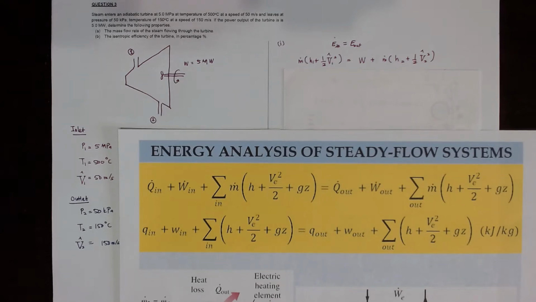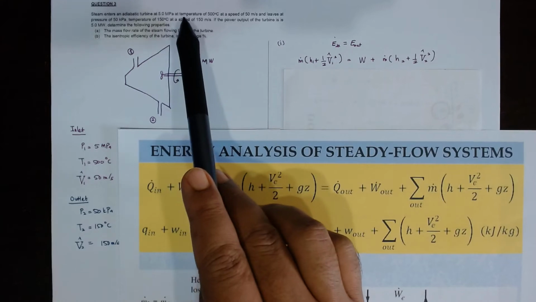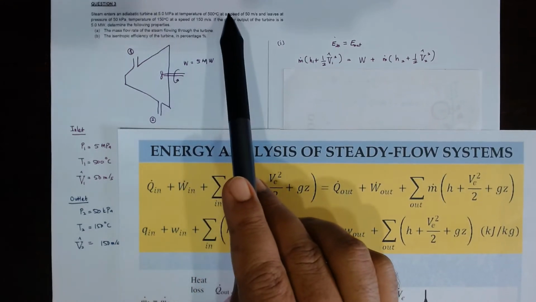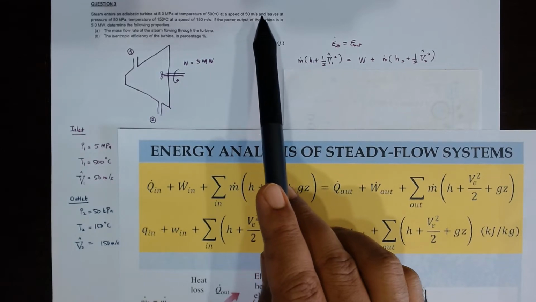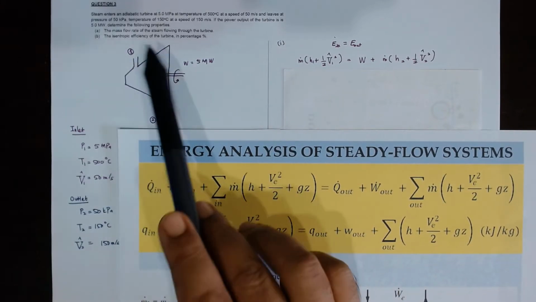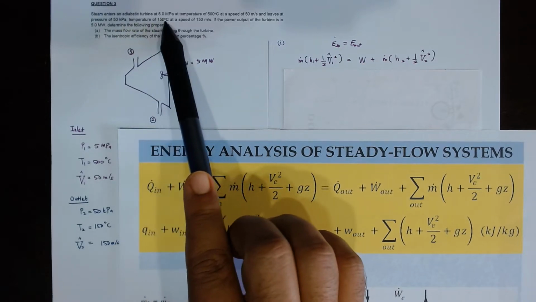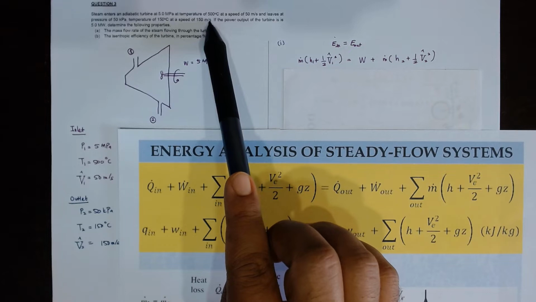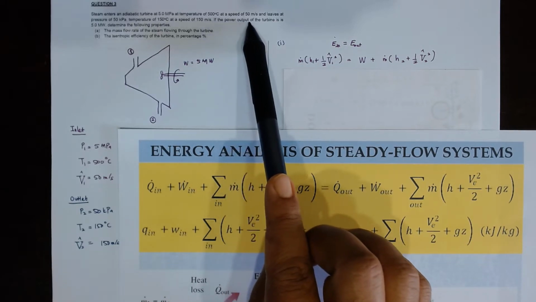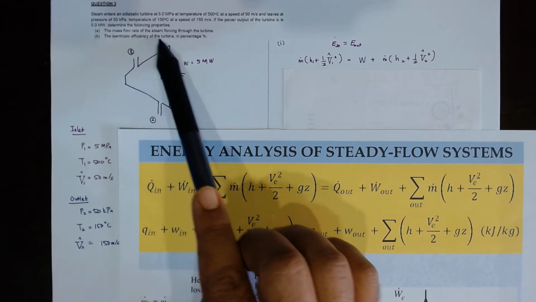For question number 3, steam enters an adiabatic turbine at 5 megapascal and a temperature of 500 degrees Celsius, at a speed of 50 meters per second. It leaves at a pressure of 50 kilopascal, a temperature of 150 degrees Celsius, and a speed of 150 meters per second. The power output of the turbine is 5 megawatt.